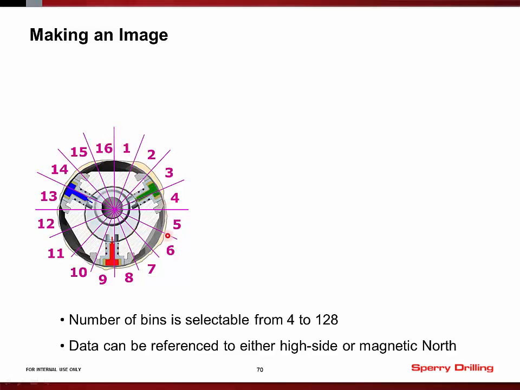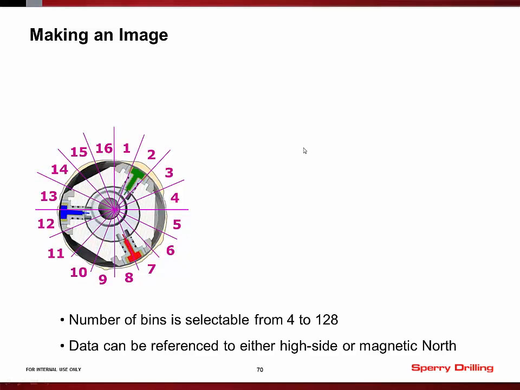And the binning, the way these bins are drawn, the high side of the hole is the line between bins 1 and 16. So this is the high side of the hole right here. If we were using magnetically binned data, that is reference to north, we do that sometimes, then north would be on this line instead of high side. So this would be the north reference right here. But let's assume for this example that this is the high side of the hole, and that we're looking down hole in this image. So the bins are numbered clockwise, looking down hole, starting with number 1, just to the right of high side.